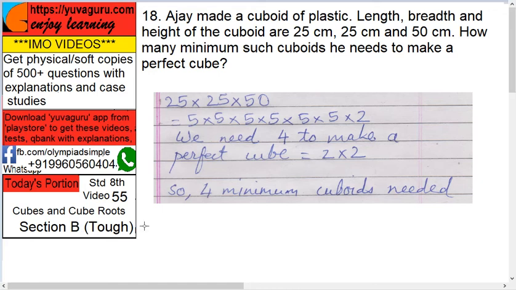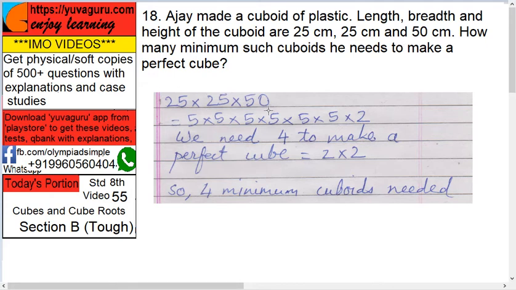Roots. Section B, tough. Let's start. Ajay made a cuboid of plastic. The length, breadth and height of the cuboid are 25 by 25 by 50 centimeters. How many minimum such cuboids does he need to make a perfect cube?